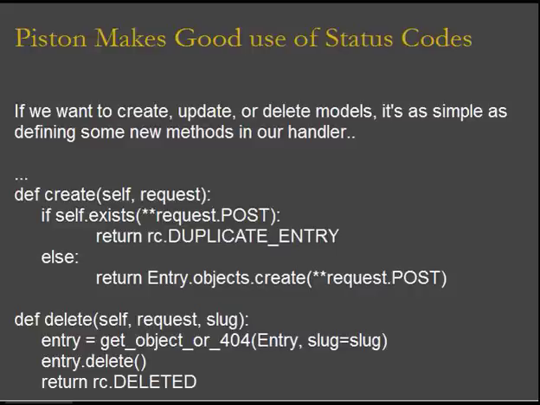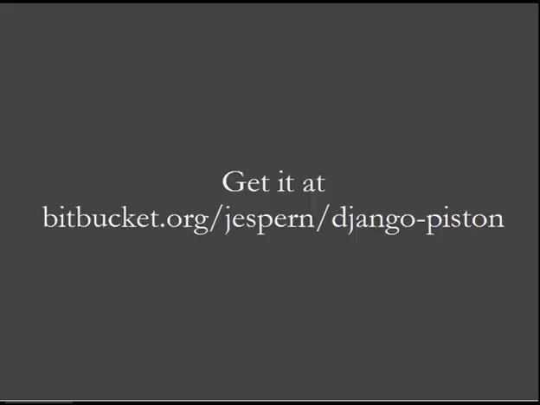and actually that should probably be return rc.created or something right there too. Or you can actually just return the object itself, which I do there. And then, like I said earlier, the delete method maps directly to the delete request. And then get it at bitbucket.org/justburn/Django-Piston. And that's it.